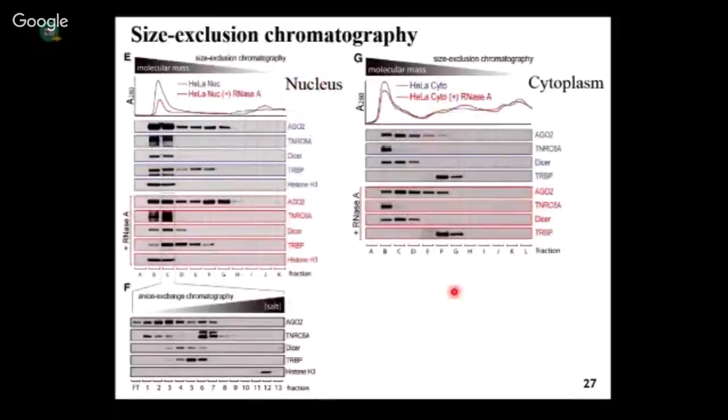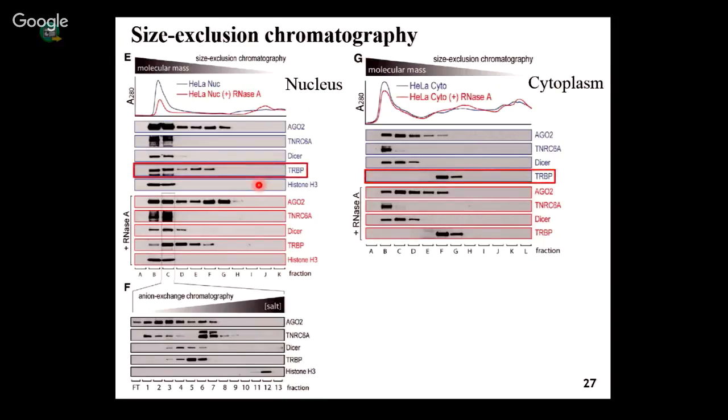After that, they also want to know if there are differences between the nuclear factors complex in the nucleus or in the cytoplasm. So they do size-exclusion chromatography and ion exchange chromatography. This result shows that the RNA factors in the nucleus and in the cytoplasm are very similar, except the TRBP. TRBP will elute later in the cytoplasm. Maybe it has a smaller molecular mass.